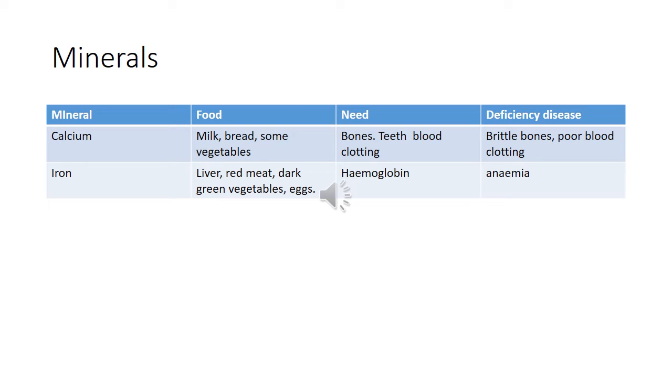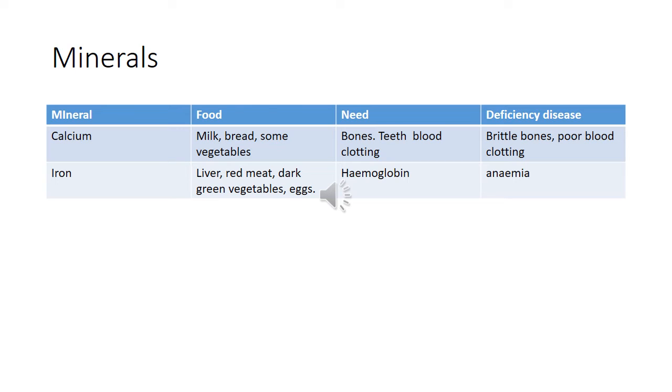Calcium, which you might remember we talked about when we talked about vitamin D, is needed for building strong bones, is made for strong teeth, and also for blood clotting. And we get it from stuff like milk, bread, and different vegetables. And again, if we don't have enough calcium, we get the same problems as if we don't have enough vitamin D, which is mainly brittle bones, hard for bone fractures to heal, but also poor blood clotting, which can be a serious condition.